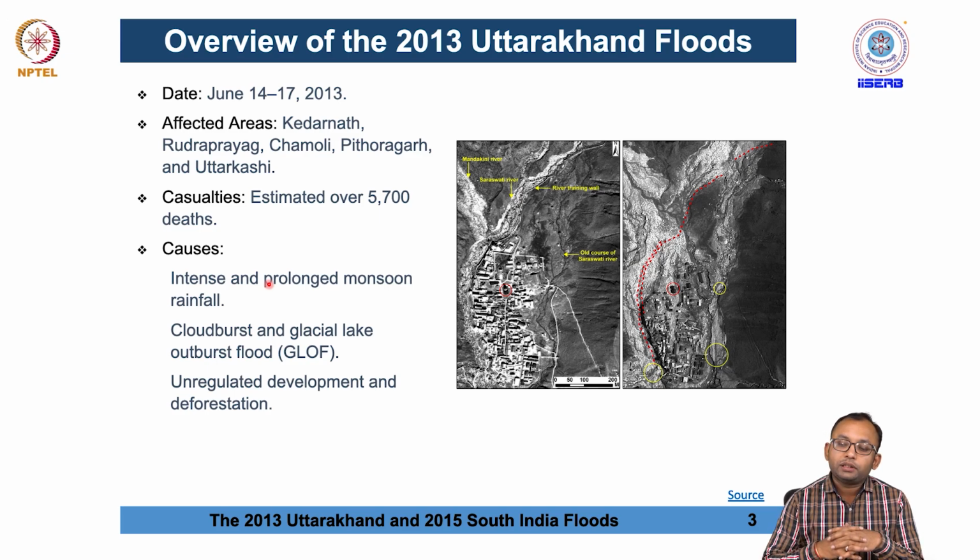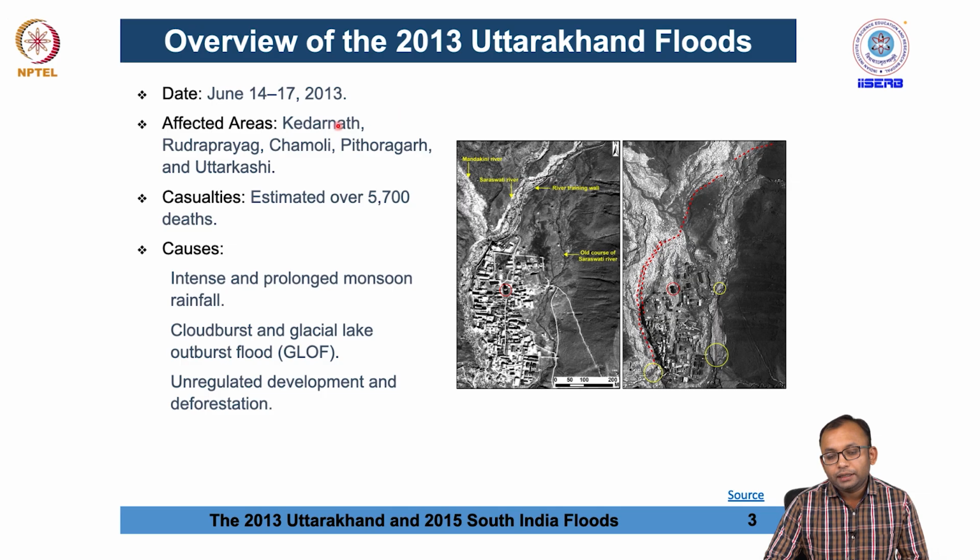Beginning with the 2013 Uttarakhand event, what happened between 14th and 17th June 2013 is that a large flood occurred in the Kedarnath valley, primarily because of the Mandakini river, a left bank tributary, which created an extreme flooding disaster in that region. The districts Kedarnath, Rudraprayag, Chamoli, Pithoragarh and Uttarkashi were severely affected by extreme flooding in this region.